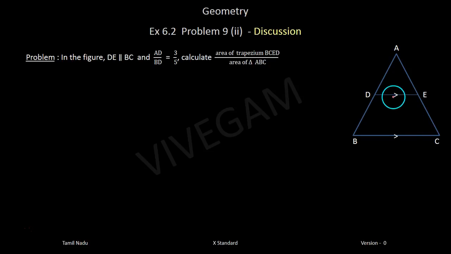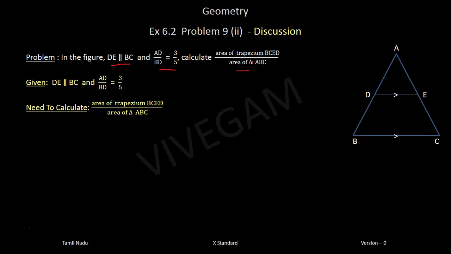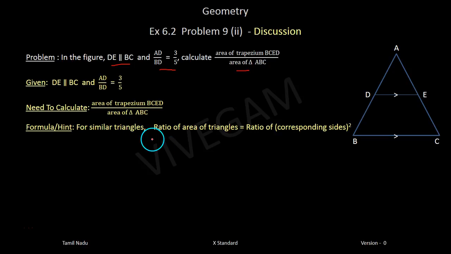So the key is we'll have to show that these two triangles are similar, the smaller one and the bigger one. That will be the first step, and for that we'll have to use the given information that DE is parallel to BC. So given DE is parallel to BC, AD by BD equal to 3 by 5, and we are asked to calculate the ratio of the area of the trapezium divided by the area of the triangle ABC. The formula, the hint, is the same for similar triangles. The ratio of the area of the triangles is equal to the square of the ratio of the corresponding sides. Okay, so next step.